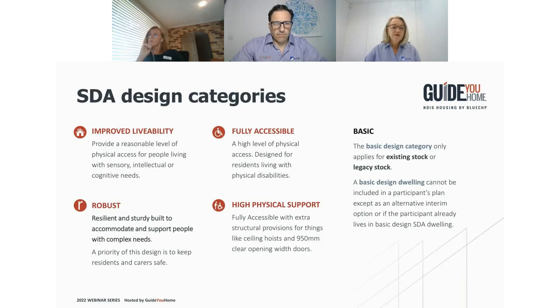So there's 4 main categories that we talk about in SDA, and I'm going to go into these in greater detail in just a moment. So improved livability, robust, fully accessible, and high physical support. So they're the design categories.